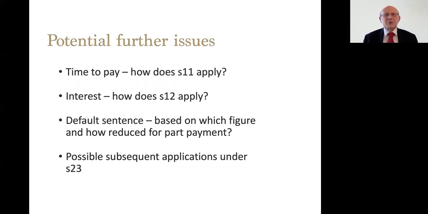If there's been a Section 22 variation of available amount, is it permissible to go back to court and ask for a Section 23 variation of the Section 22 figure? Well, yes, it is. So you may well find yourself, after a Section 22 application has been made, after a confiscation order has been varied under Section 22, going back to court under Section 23 and making an application for that available amount to be reduced.